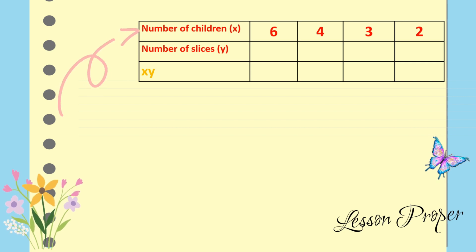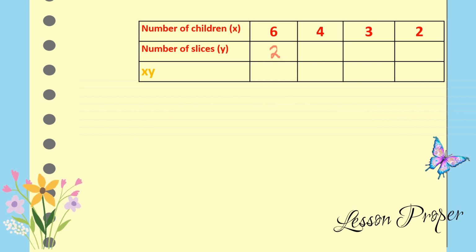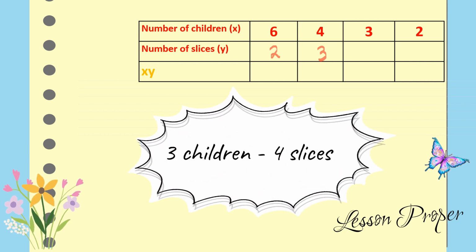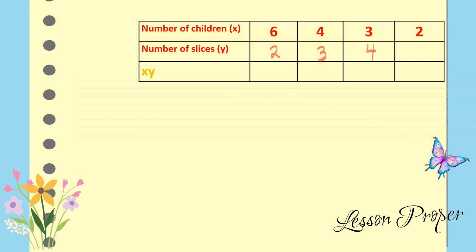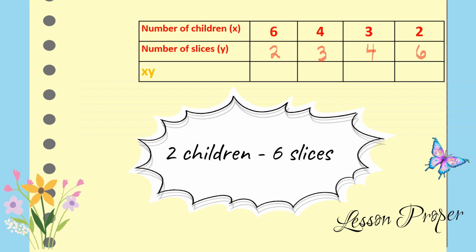Let's make a table of values for the number of children, which is x, and the number of slices, which is y. Based on the given example, if there are 6 children sharing, each one has 2 slices of pizza. If there are 4 children, each one has 3 slices. If there are 3 children, each one will have 4 slices. And if there are 2 children, each one will have 6 slices.